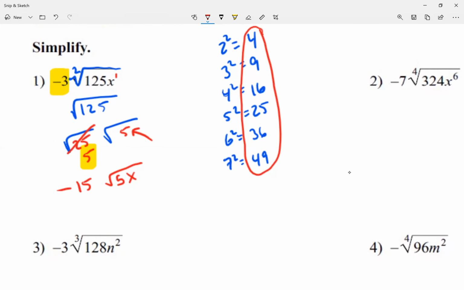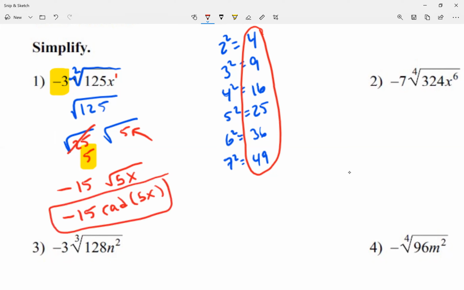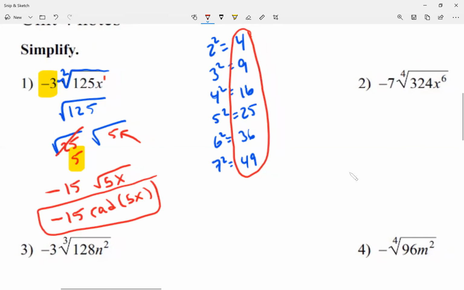How am I going to type this? All right, the -15 is easy: -15. Now the radical 5x. The way you're going to type this, I'm going to abbreviate radical as just RAD. The 5x is inside the radical, so I'm going to type it inside parentheses. So I have -15 RAD(5x). That's it. Let's take a look at question number 2.